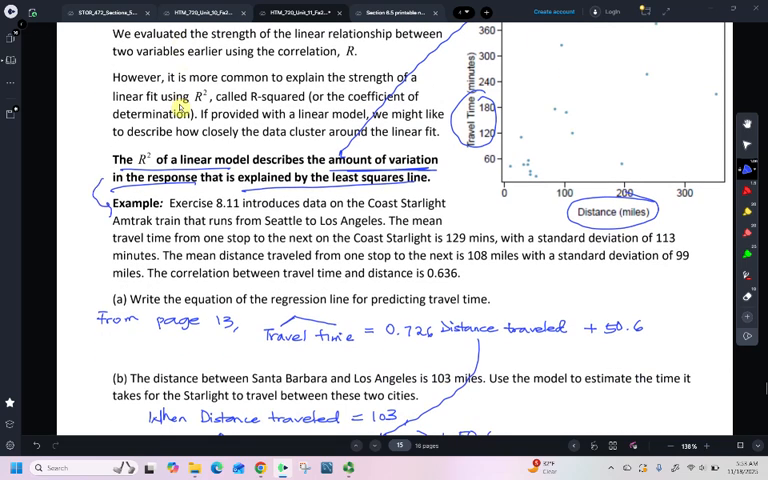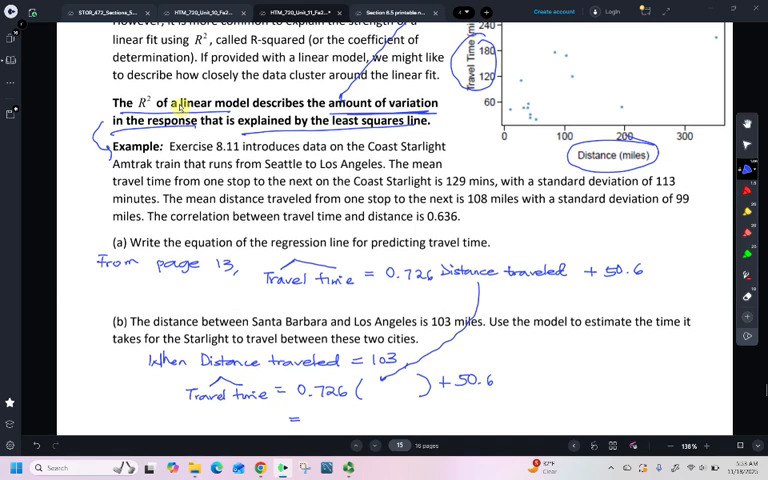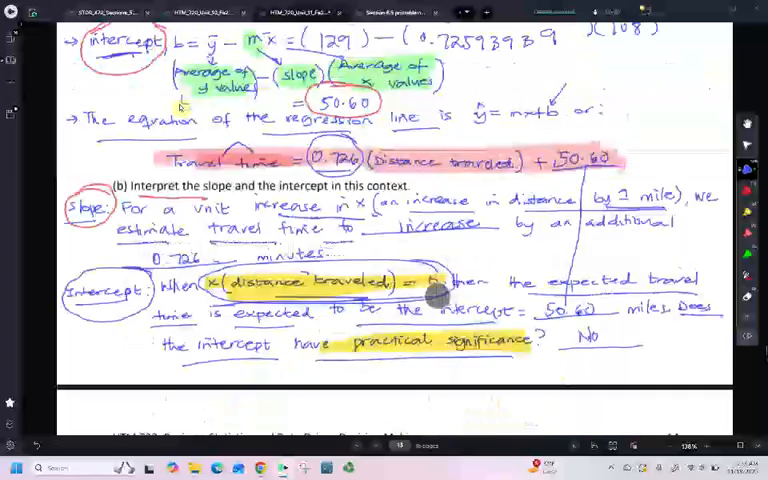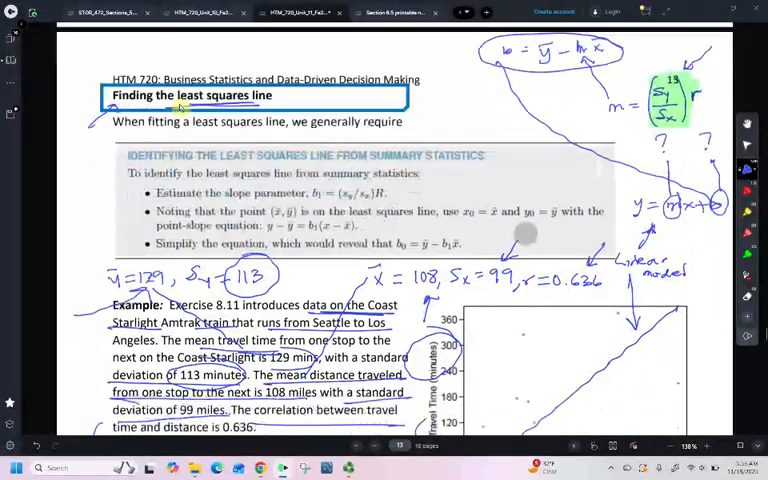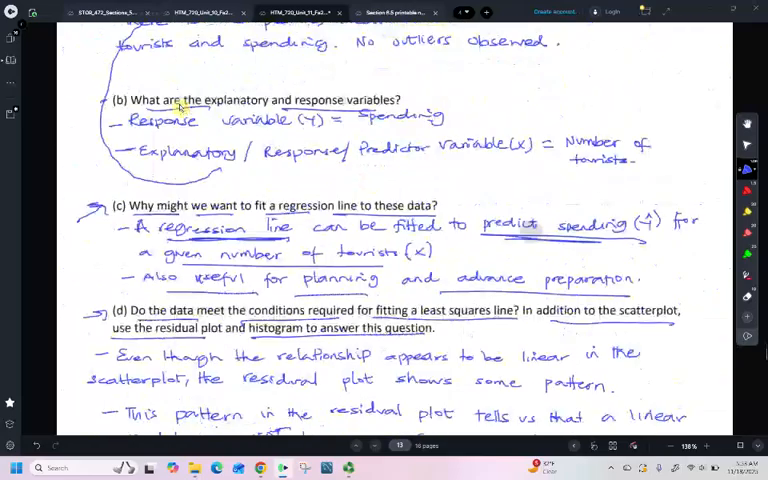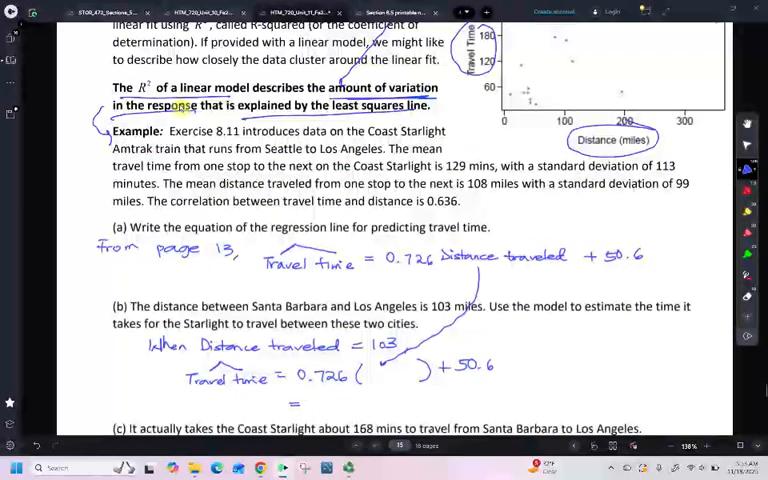Let's take an example to further illustrate that. We recall in our earlier example that we completed on page 13, we found a linear regression model, which was this model. So this was the regression line or the prediction line. And we're going to take that prediction line down here. So we would like to rewrite it where we have what? The travel time is 0.726 times distance traveled plus 50.6.